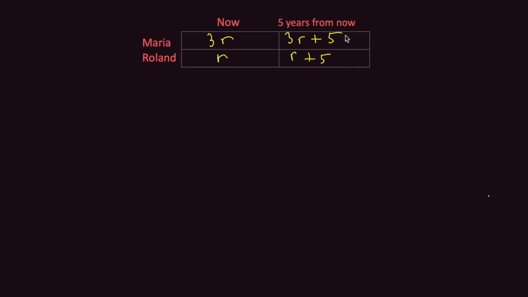So Maria's age in 5 years, which is 3R plus 5, is equal to Roland's age 5 years from now, which is R plus 5, times 2. She's twice Roland's age 5 years from now. Now we need only solve this equation for R.